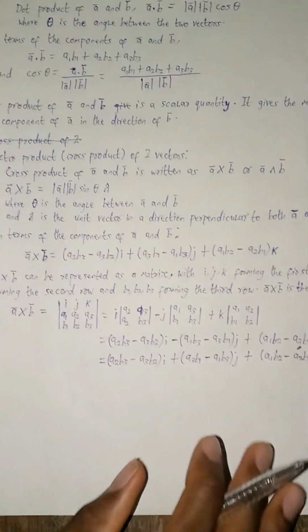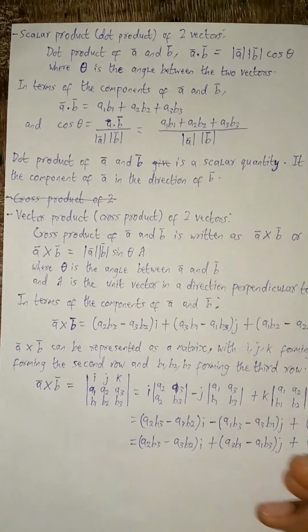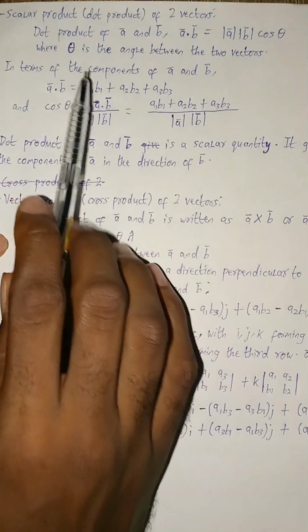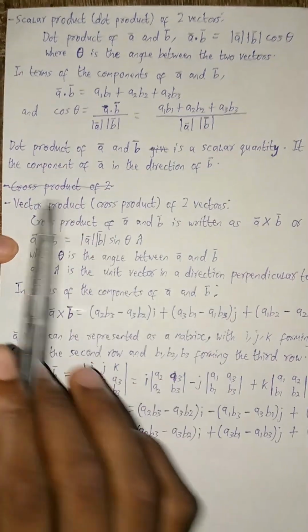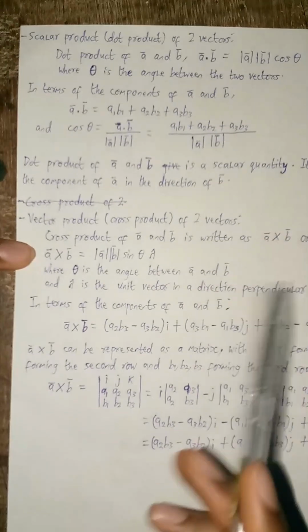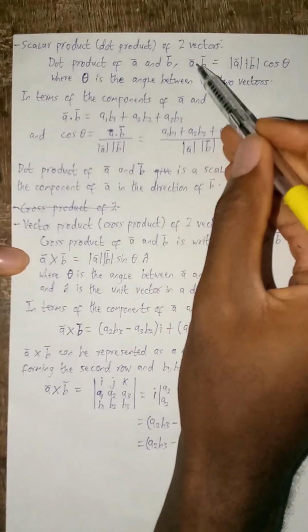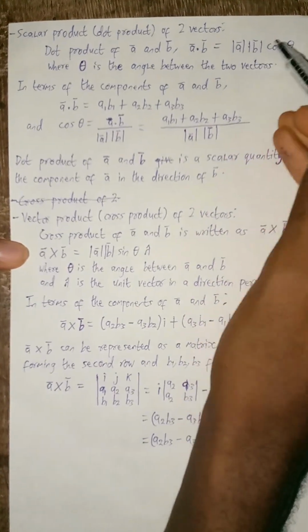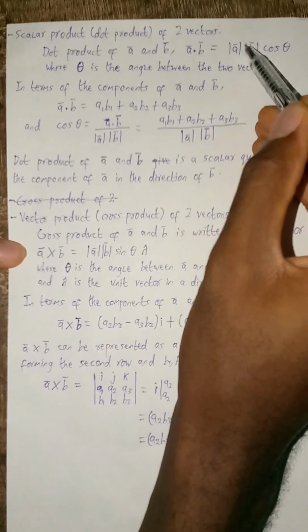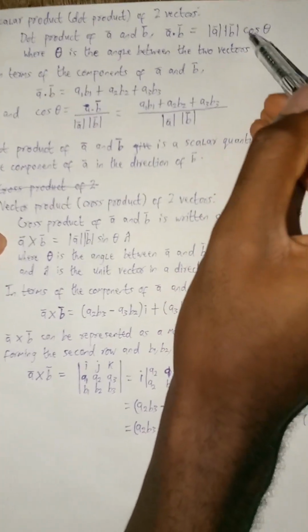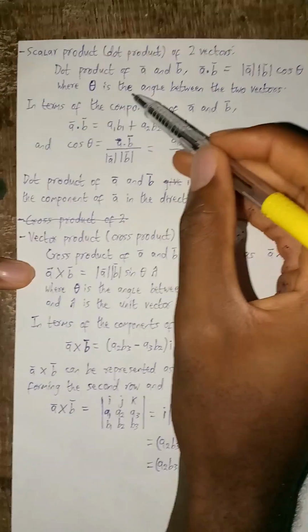I will move on to multiplication of vectors. Now, there are two ways of multiplying two vectors together. We have the scalar product or the dot product, and we have the vector product, also known as the cross product. Now, the dot product is written as A dot B, and the formula for it is modulus of A times modulus of B times cos theta, where modulus means magnitude.